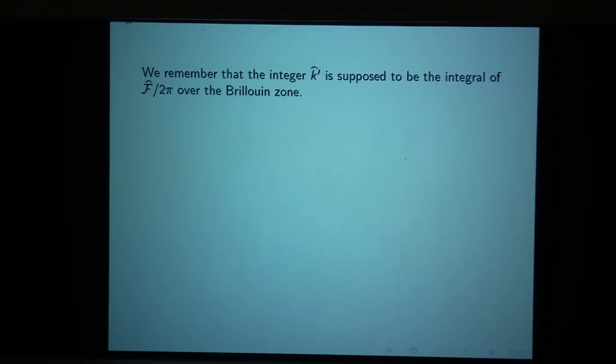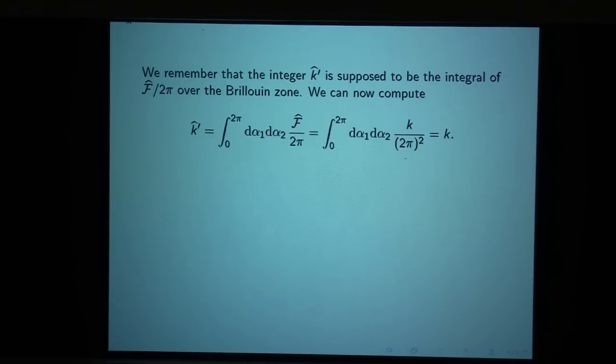Now remember, the integer k prime hat is supposed to be the integral of the macroscopic Berry flux over the, I wrote the Brillouin zone, but it should be the modified Brillouin zone B hat. So we can just compute it now. K prime hat is the integral from 0 to 2 pi d alpha 1 d alpha 2 of F hat over 2 pi. But we found that F hat over 2 pi was k over 2 pi, so the integral gives k.